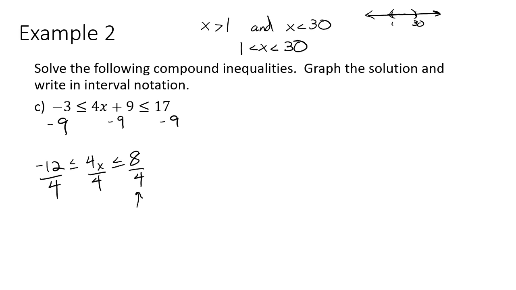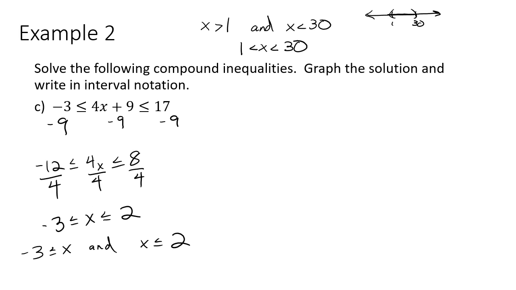And because that's a positive 4, I don't swap the direction. If I were dividing by a negative number, the direction of both would flip. And so I get negative 3 less than or equal to x, which is less than or equal to 2. And so this is the simplified form of the compound inequality. And again, you could write this as "and" notation if you wanted to. This is the same as saying negative 3 is less than or equal to x, and x is less than or equal to 2.